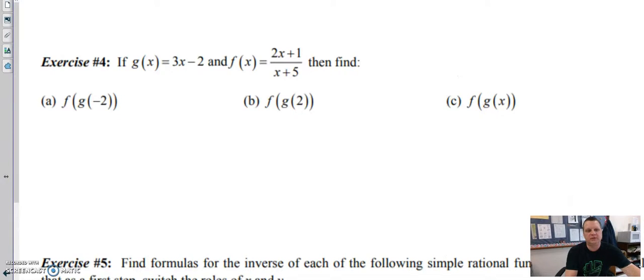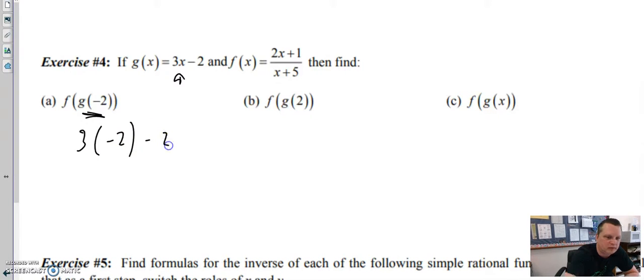Okay. Exercise 4, composition of functions. Because you have the f and the g, and you're trying to evaluate. So you have composition of functions. So the first one you have to do, remember you do the one in parentheses first. So you have g of -2. So this -2 has to go in for the x in g of x. So you have 3 times -2, minus 2.